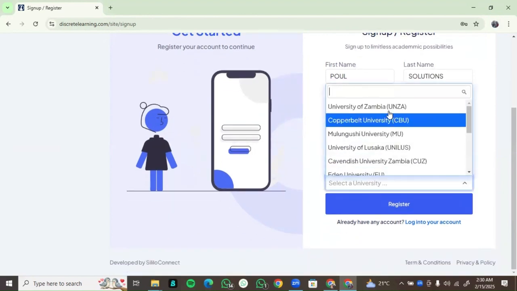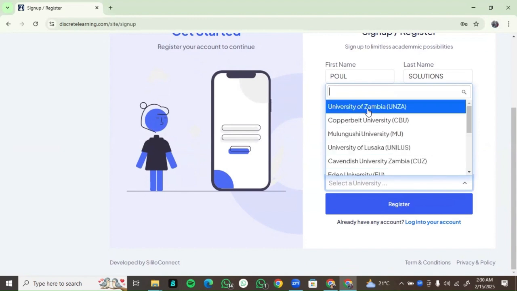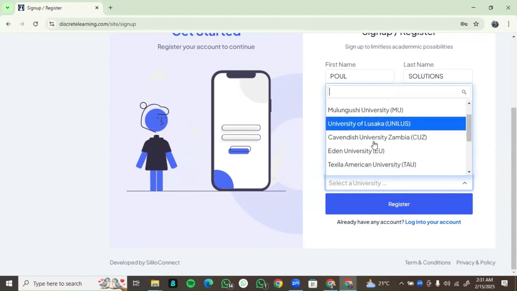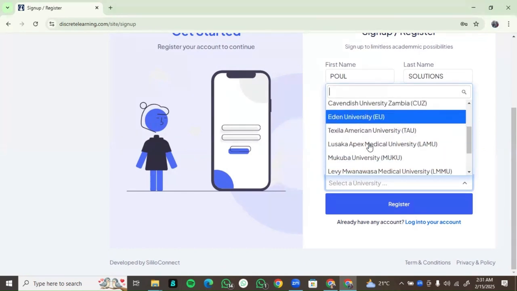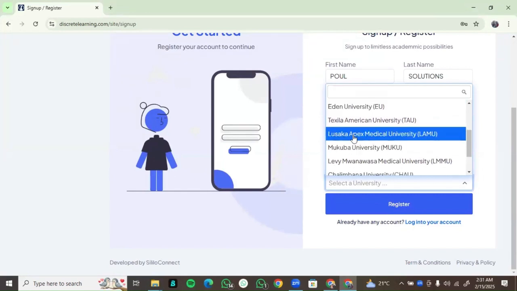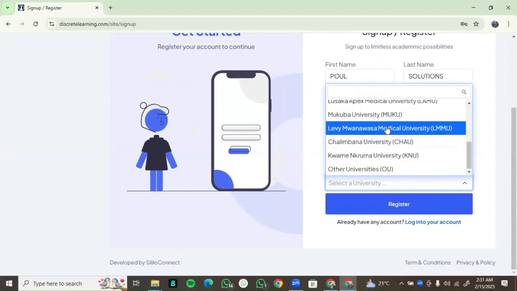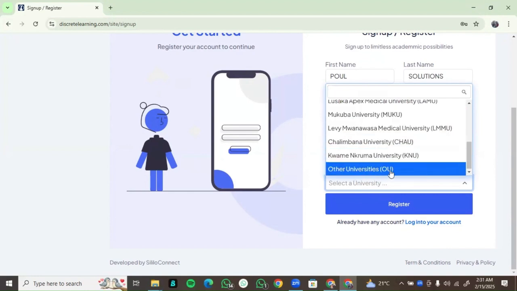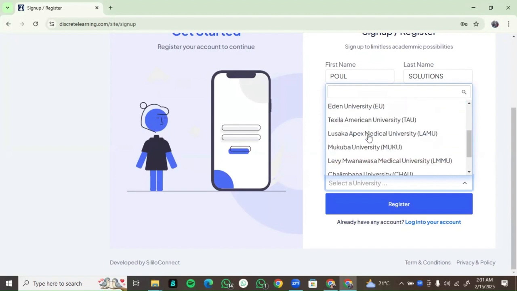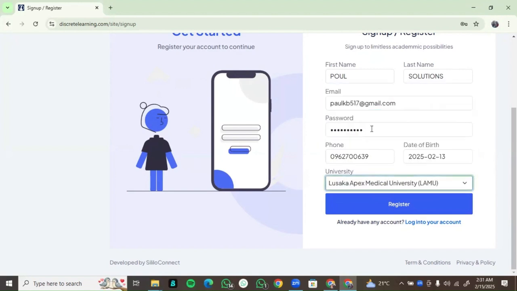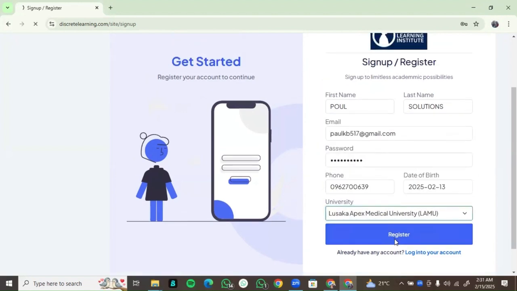Okay, so when you click it, you see that we have a number of universities there. So there's Unza, CBU, Mulungushi, University of Lusaka, Cavendish, Eden, Texila, Lusaka Medical Apex University, Mukua, Levi, Chalimbana. Okay, all these universities. So if you don't see any of your universities there, just click on other universities. Okay, so I'm going to select Lusaka Medical Apex University, and then from there, I'm going to click register.